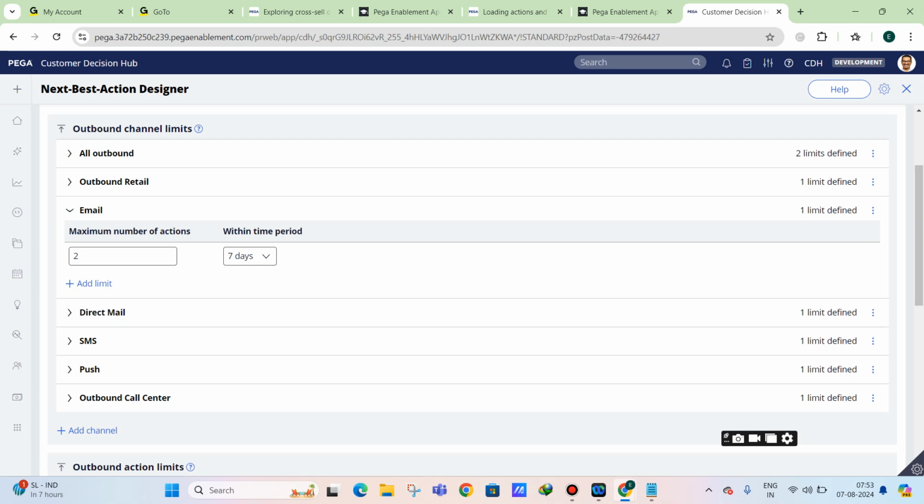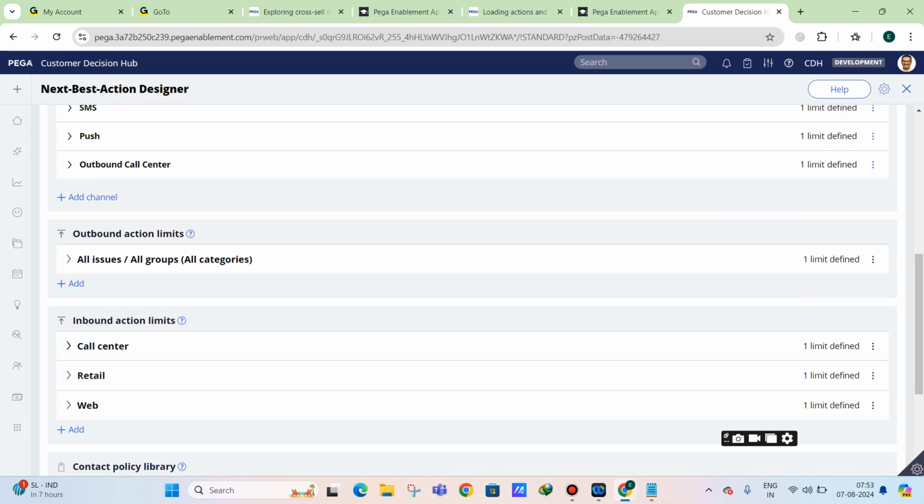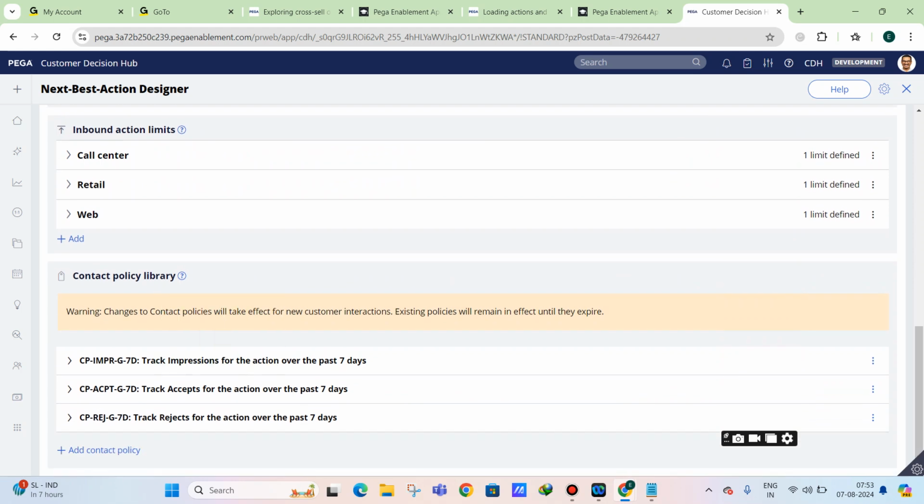The customer has clearly accepted your offer. So once the customer has accepted your offer, why are you sending the same action again to the customer? We should not be sending, right? So we have to suppress them. Those kinds of suppression rules will be added in the suppression rules category, that is the contact policy library.